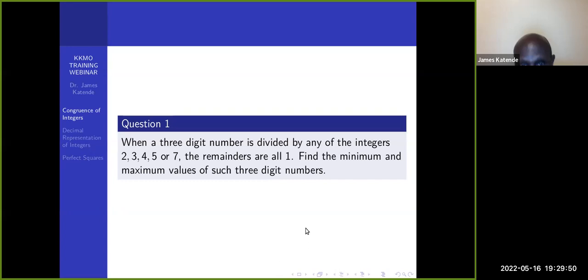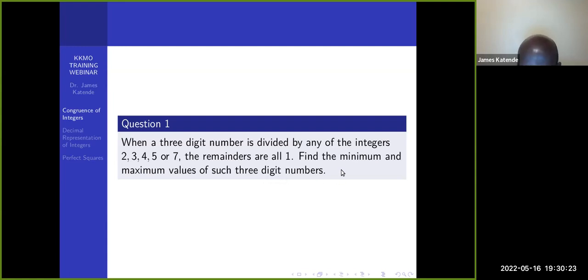So here is an example which says the following. When a 3-digit number is divided by any of the integers 2, 3, 4, 5, or 7, the remainders are all 1. So it's a 3-digit number. If I divide it by 2, the remainder is 1. If I divide it by 3, the remainder is 1, and so on. If I divide it by 7, the remainder is 1. So the question is, find the minimum and maximum values of such 3-digit numbers.